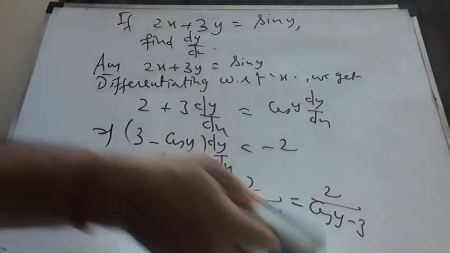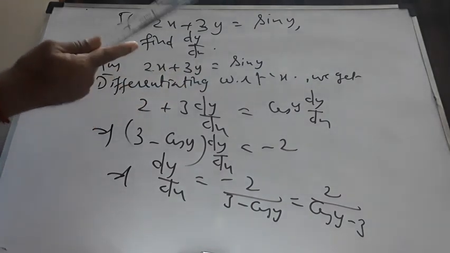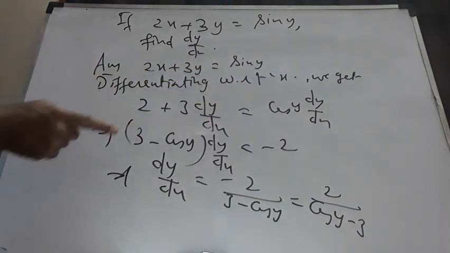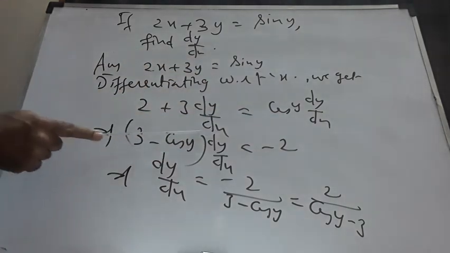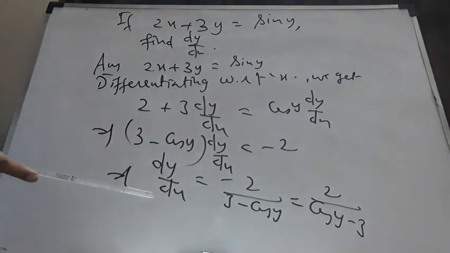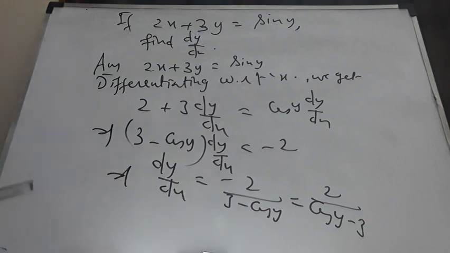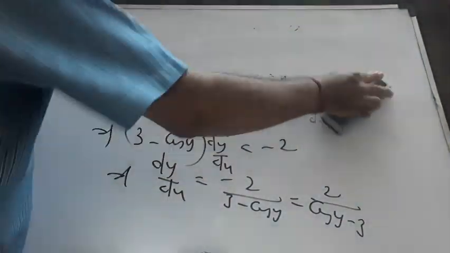If 2x plus 3y is equal to sine y, find dy by dx. 2x plus 3y is equal to sine y. Differentiating with respect to x throughout, we get derivative of 2x is 2. Derivative 3y is 3 dy by dx is equal to, for sine y it is cos y into dy by dx. Now 3 minus cos y into dy by dx equal to minus 2. So dy by dx is minus 2 divided by 3 minus cos y. Or I can very well write it as 2 divided by cos y minus 3.